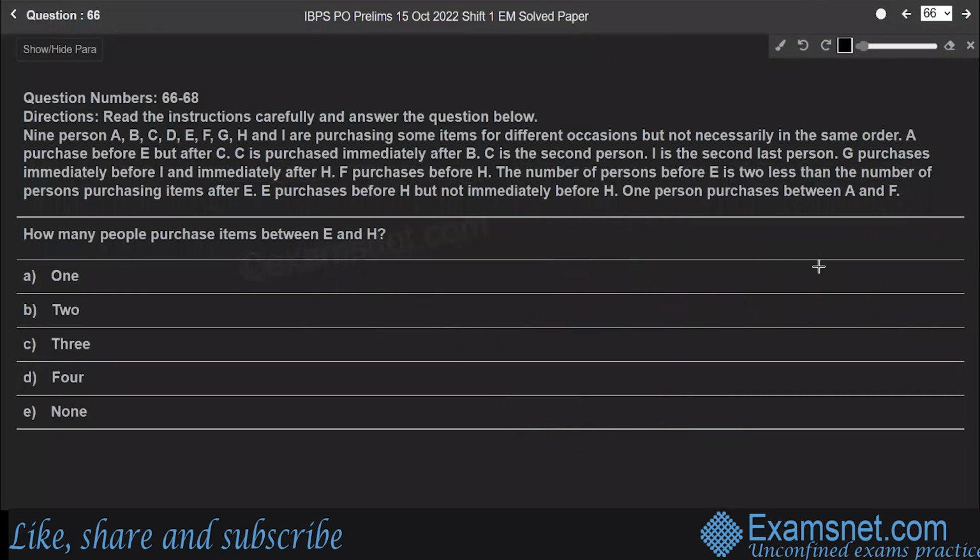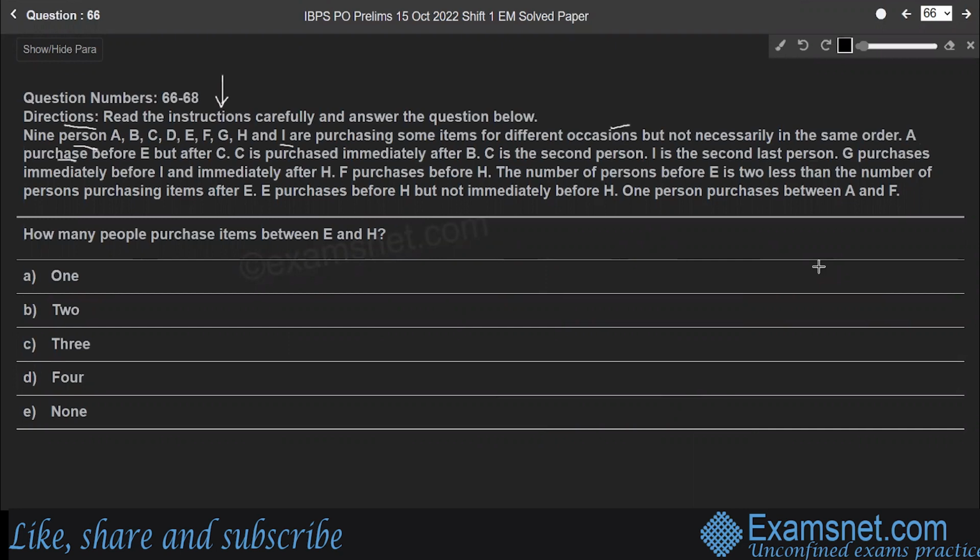Questions from 66 to 68 are based on the below information. Here direction is, read the instructions carefully and answer the question below. 9 persons A, B, C, D, E, F, G, H and I are purchasing some items for different occasions but not necessarily in the same order.